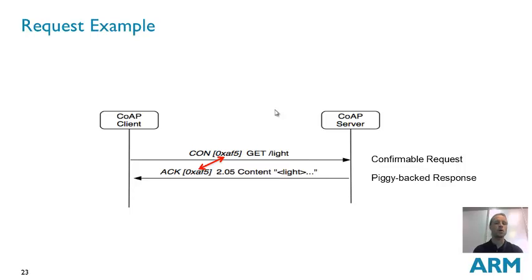The server responds with what we call a piggyback response. The response is sent right away. It didn't have to wait for anything. And that's sent back in an ACK message. The message ID must match. The code is a 205 Content, so that means this is okay and there's content. And then the payload is simply included at the end of the message as a payload. In this case, it might be a simple XML structure. Typically, it would be a binary value.